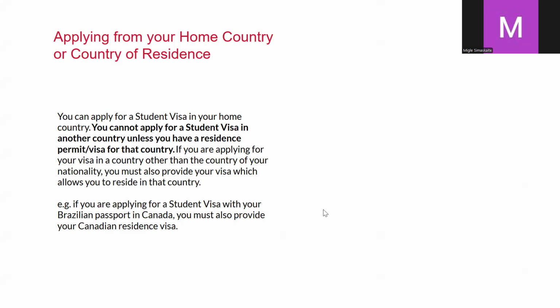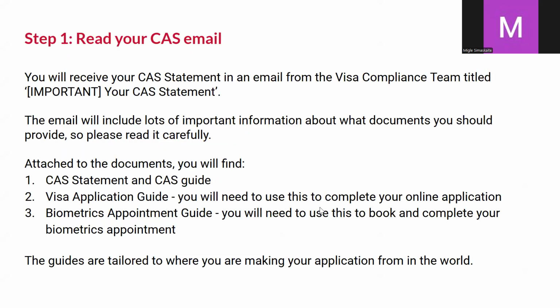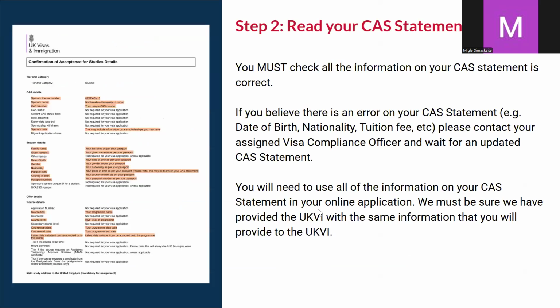Please check if all the information in the letter is correct and let us know as soon as you notice anything that would need to be updated. If there are any mistakes in your CAS, please do not apply for your visa before your visa compliance officer confirms it's been corrected and updated. You should also inform us if anything changed since we issued your CAS. For instance, if you renewed your passport or made additional payments to the university, the information that is included in your CAS has to be the same information you provide in your visa application.